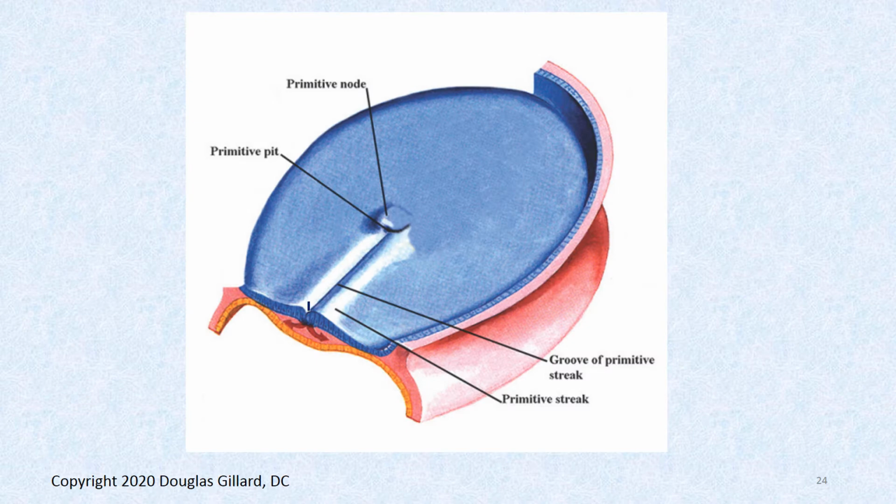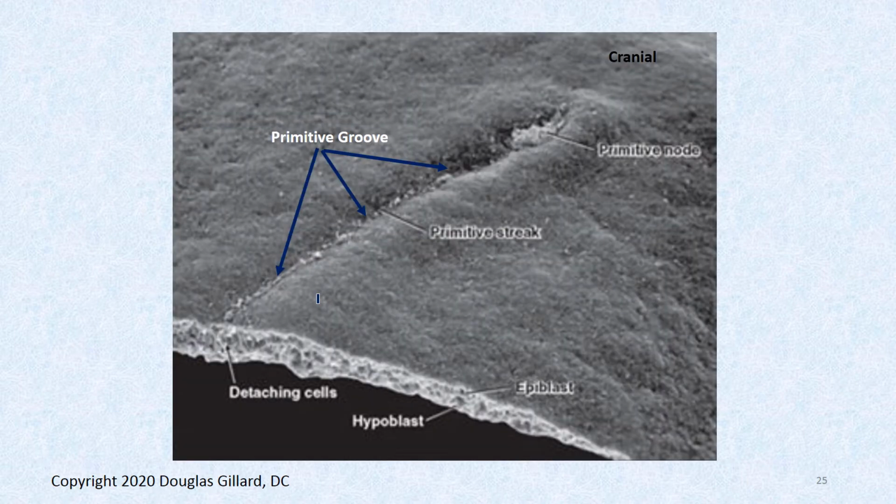You can see how all these migrating epiblast cells have literally put a dent in this thing, and a dent here as well. So the primitive pit is inside the primitive node. The primitive groove is a groove from cells diving down through the cells of the primitive streak. Electron microscopic view here. You can see the primitive groove quite nicely, and there's the primitive pit.